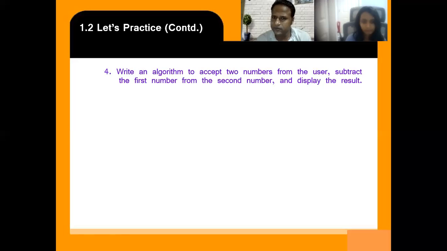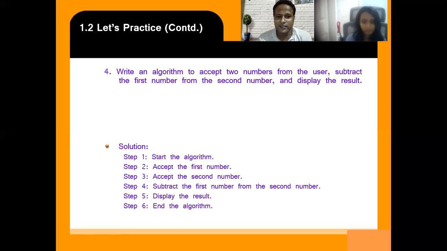And then next we put accept number. How many numbers do you have to accept? One number? Check it again. Two numbers. Yes, accept two numbers. Good. Then subtract the first number from the second number, and display the result, and end algorithm. Good. Very good.